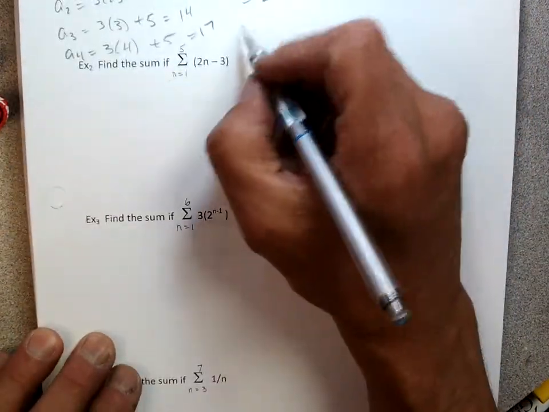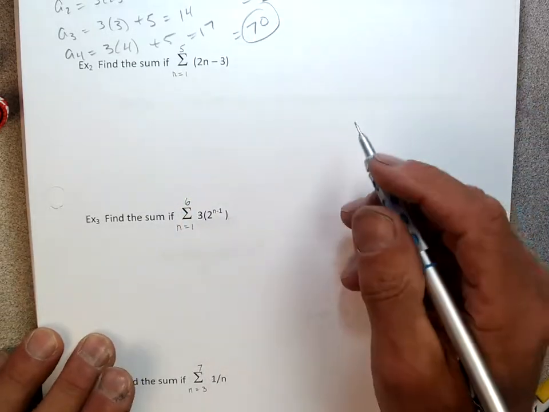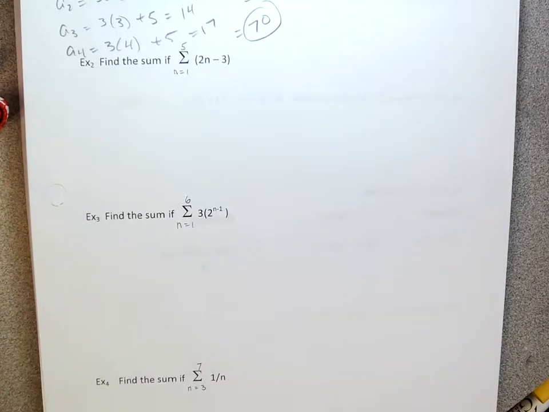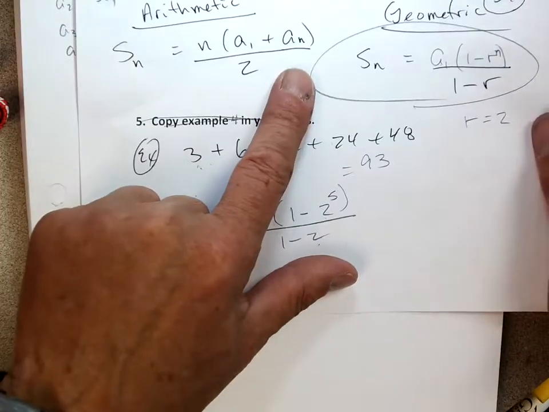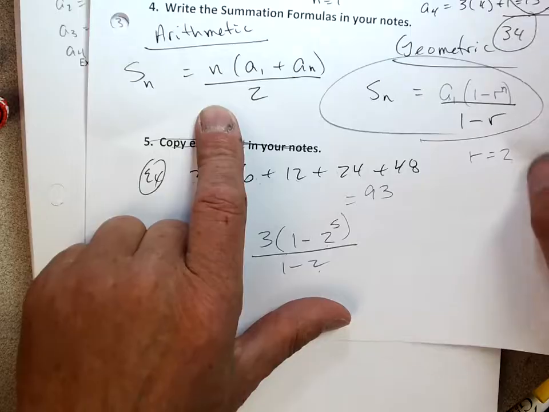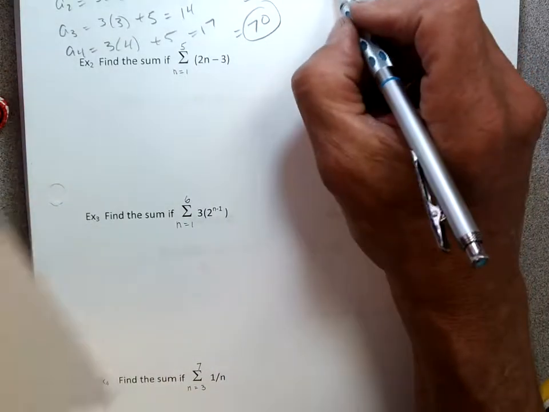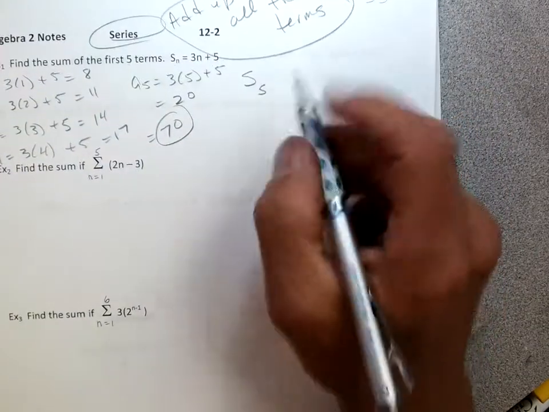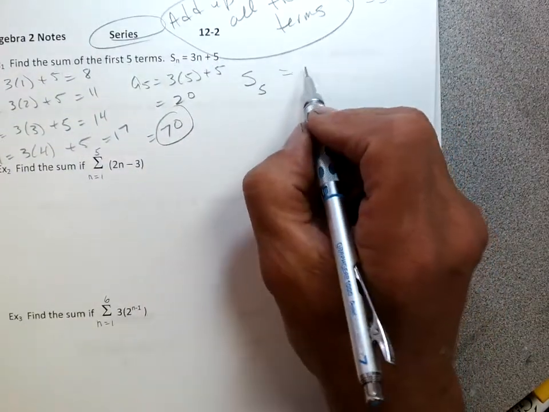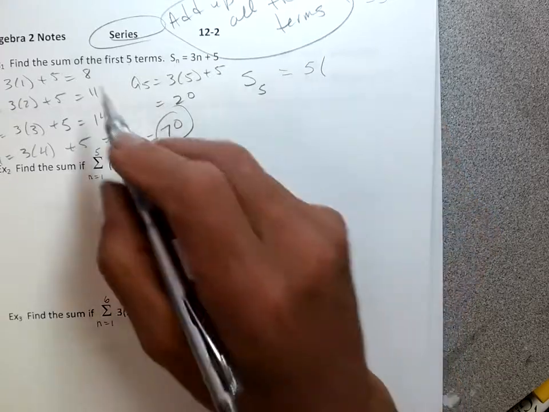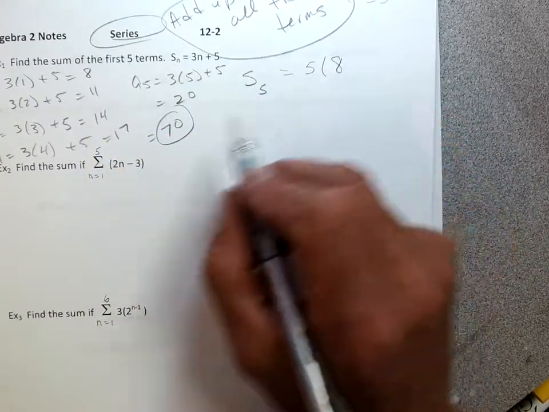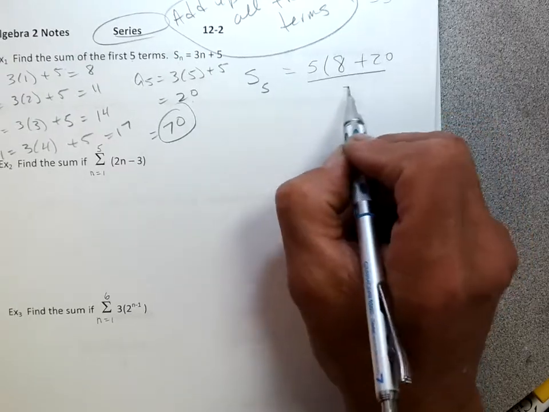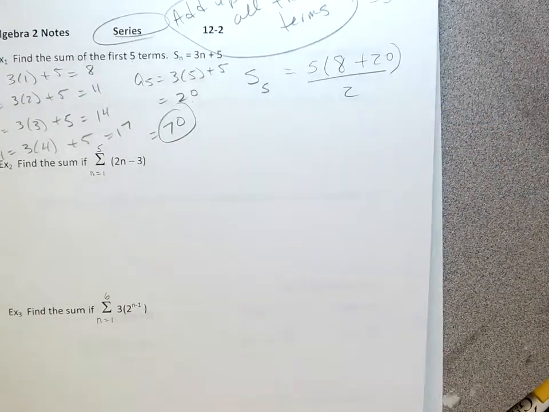Okay, now, is there another way to do it? Yes. I notice that it's arithmetic. So if it's arithmetic, I go to my reading notes, and I could use this formula right here. If I want to speed this up, I can say S of 5 is equal to N, which is 5, times A1, which we know is 8, plus AN, which is 20, divided by 2.